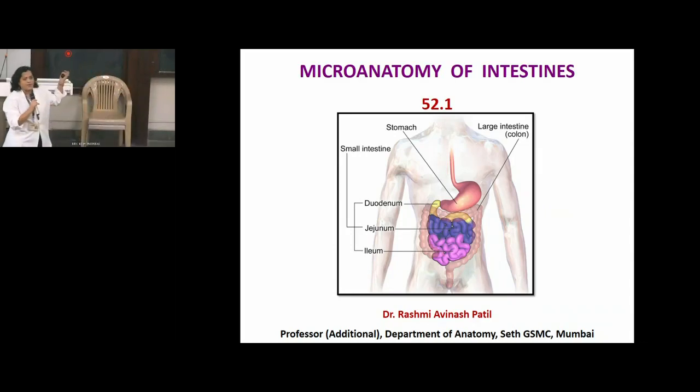So in the small intestine, we are going to see the 3 parts of the small intestine. What are the 3 parts? Duodenum, jejunum and ileum, right? And the large intestine will be the entire colon, starting from cecum to ascending, transverse, descending, sigmoid. They will have the same features, right?